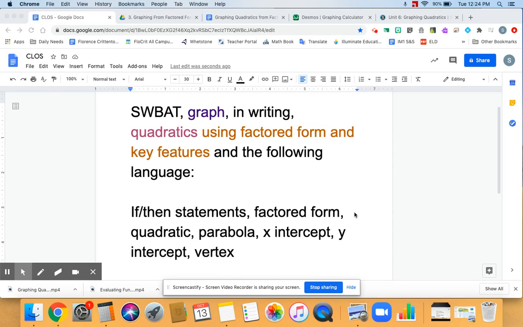The CLO for this lesson is that students will be able to graph, in writing, quadratics using factored form and the key features, as well as the following language: if-then statements, factored form, quadratic, parabola, x-intercepts, y-intercept, and vertex. So, in your own words, explain what you're going to learn how to do in this lesson.